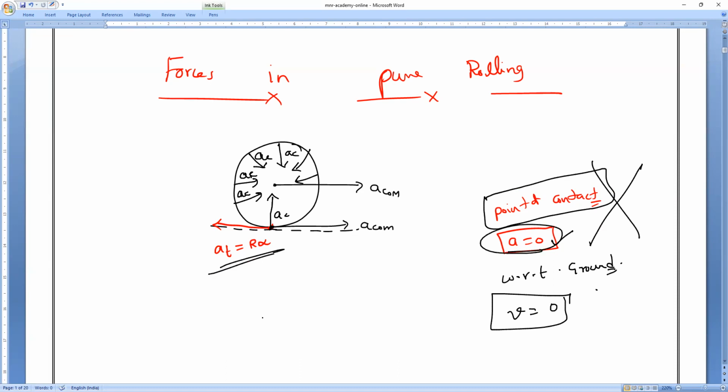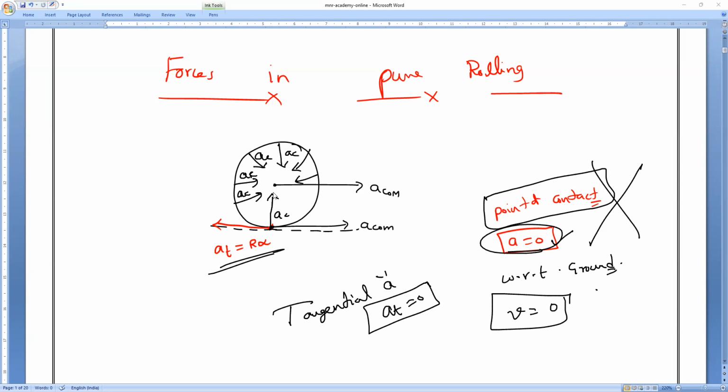What acceleration is 0? Tangential acceleration, a_T, is equal to 0. This is one of the most important points. I think one time they asked it in JEE also. So tangential acceleration is 0. It's not that the acceleration is 0. That is what you have to remember. Are you clear, everybody?